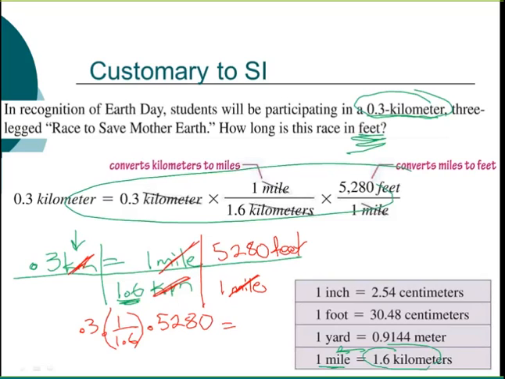So we take our calculator and do 0.3 times, in parentheses, 1 divided by 1.6. In other words, you could have just taken 0.3 and divided it by 1.6. And then we multiply that by 5,280, and that should give us a 990 foot race. So 990 feet is the total length of that race.